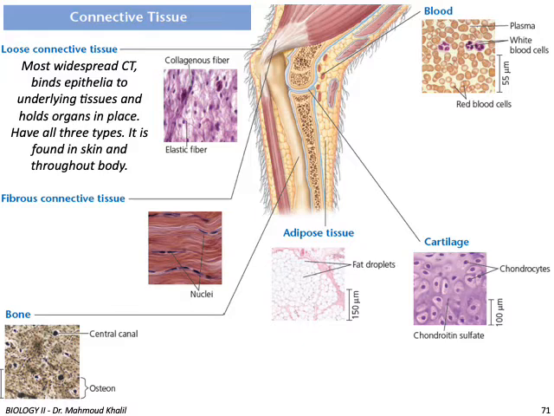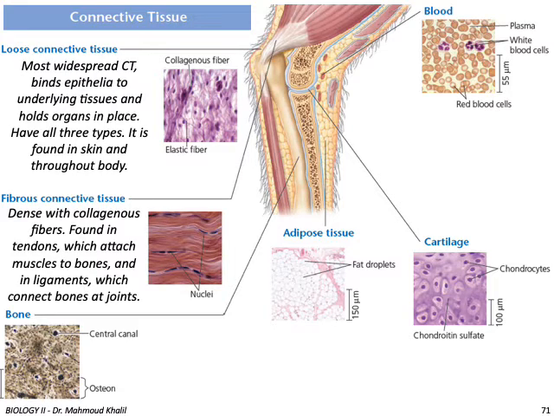It has all three types. What three types? The elastic, the collagenous, the reticular, found in skin and throughout the body. The fibrous connective tissue is dense with collagenous fibers, found in tendons, which attach muscle to the bone, and in ligaments as well, which attach bones to the joints.